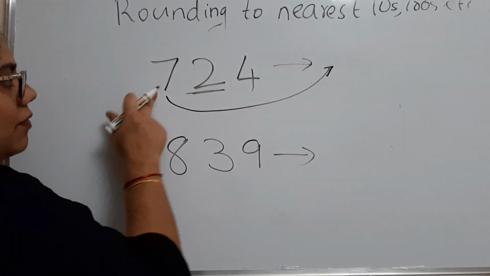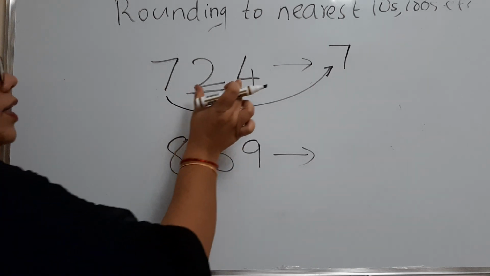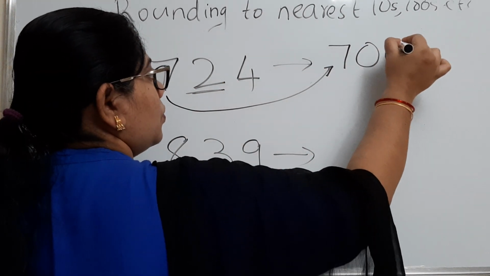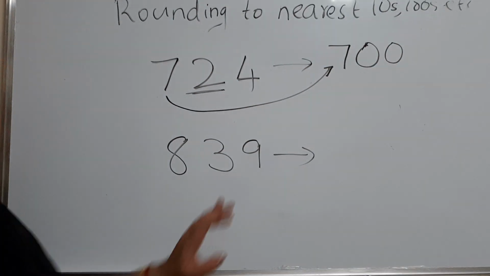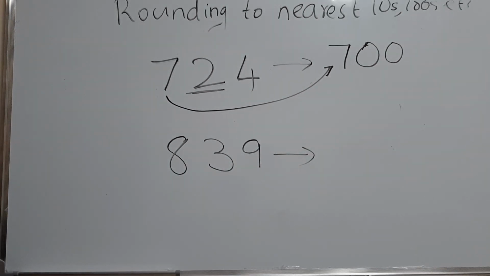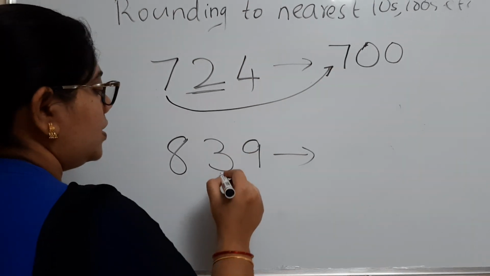So this is 7. So you want to write 7 as such. Then these two numbers you want to write as 0. So our answer is 700. Okay. Now here the next question, rounding to the nearest hundreds.